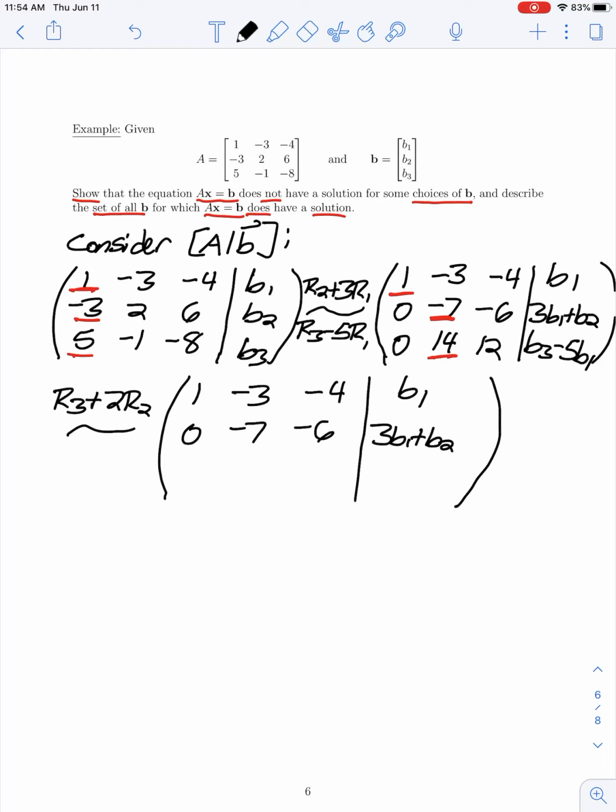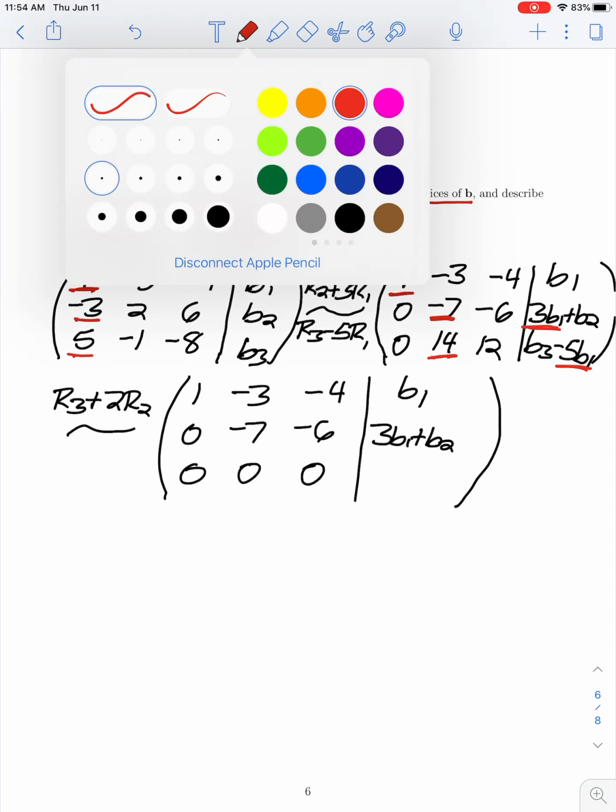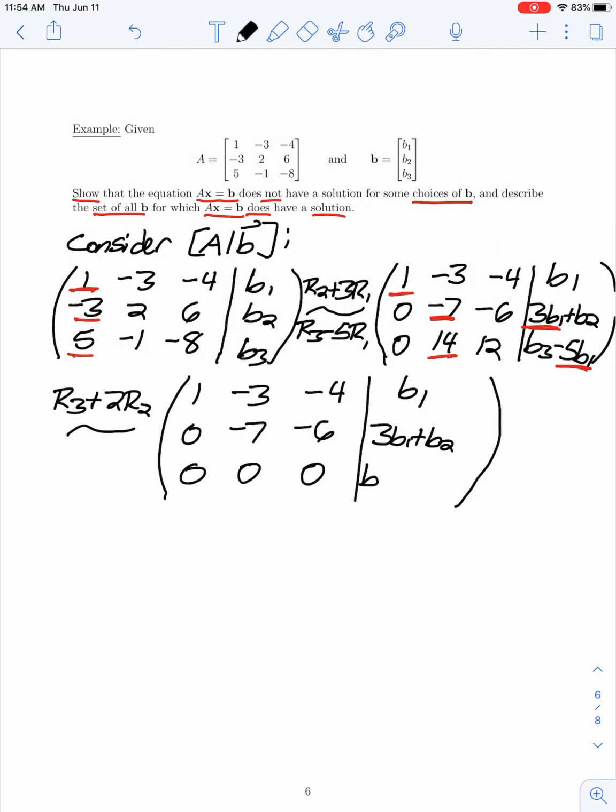And when I perform this operation on the third row, let's see what we have. We've got 0 plus 0, -14 plus 14 is 0, -12 plus 12 is 0. And let's see what we're left with. So combining the b1 terms, I'm taking my second row times 2, so I would have 6b1 minus 5b1 leaves me b1.